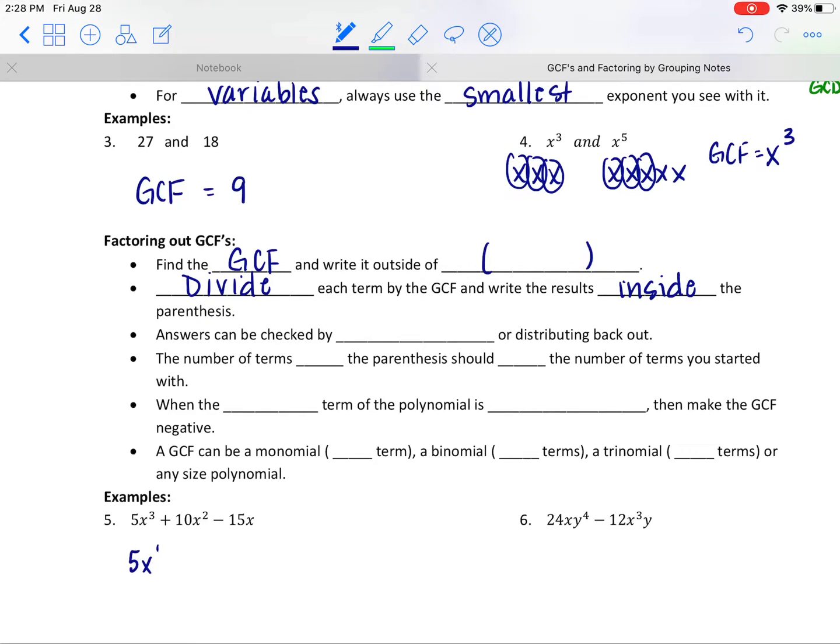And the nice thing about factoring is you can check your work. If you were solving, you could check your answer by plugging in. If you're factoring, you can check your answer by multiplying. Multiply it back out and see if you got what you started with.